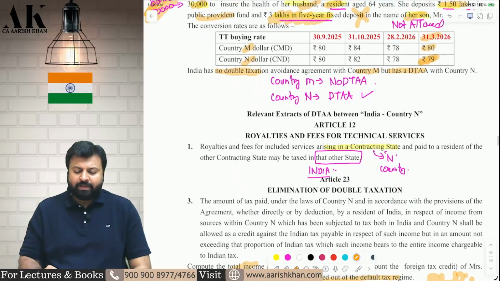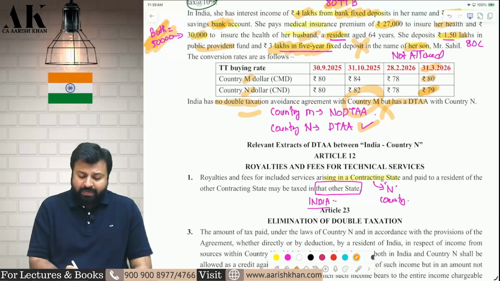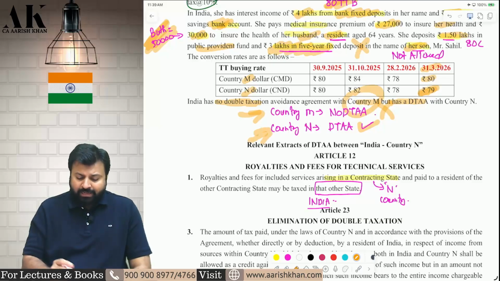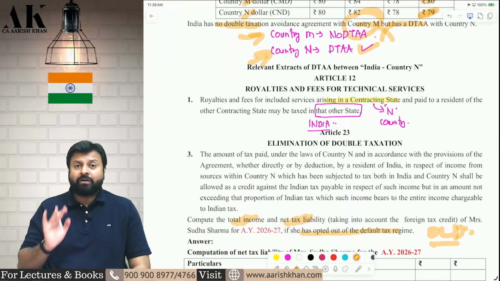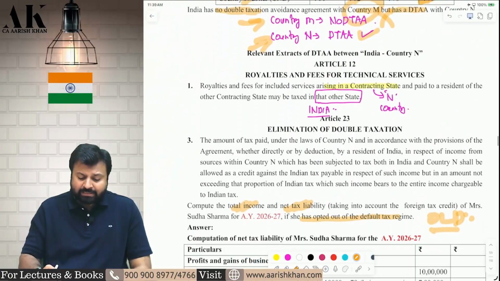Now, one important thing we need to understand. With country M, we don't have DTAA, but with country N, we have DTAA. Therefore, with country M, the income will definitely be taxable in India and in country M also, and India will give relief. What about country N? With country N, we have DTAA. Therefore, we need to identify whether this country N income, this $10,000, is taxable in India or not.